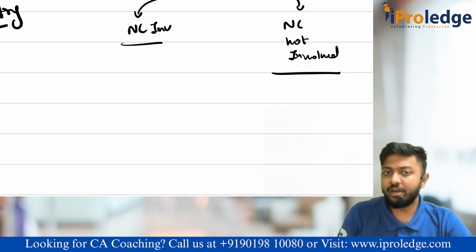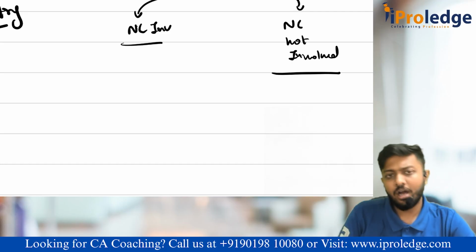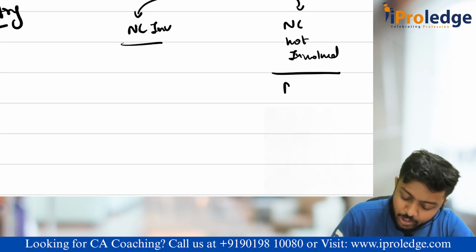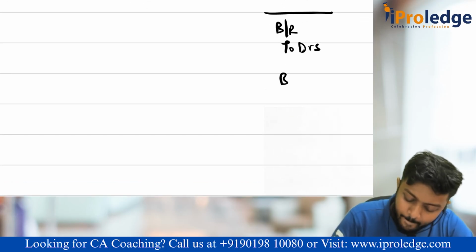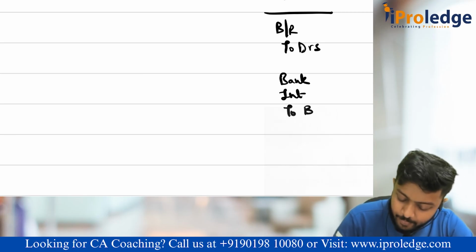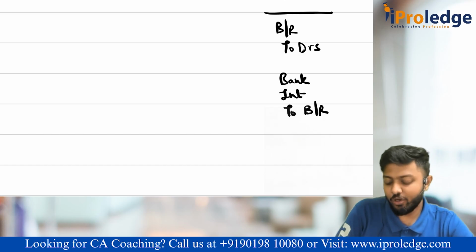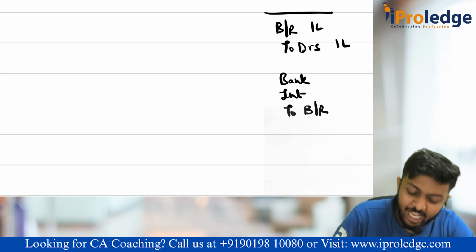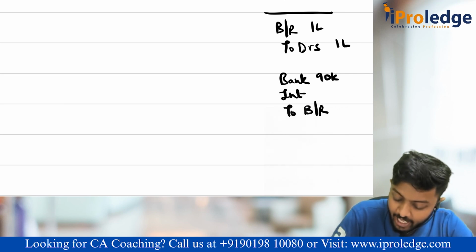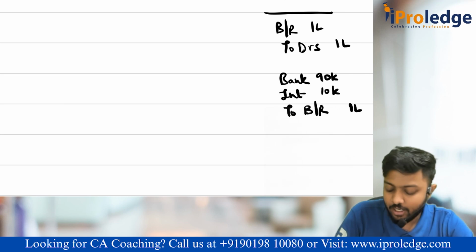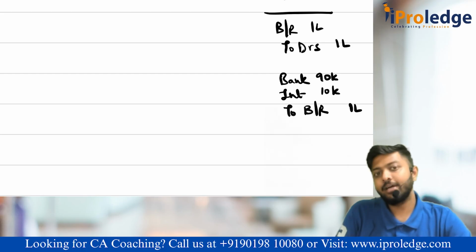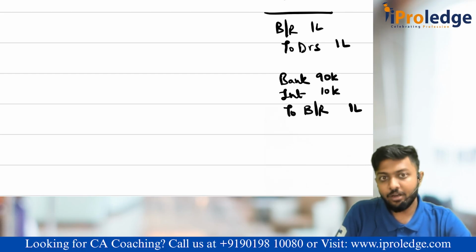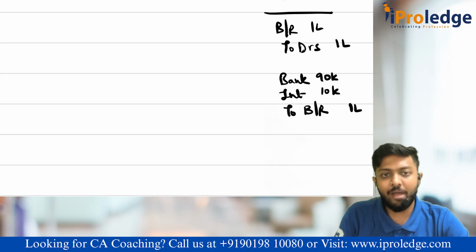Till now, what all entries have been passed? First, the entry you passed was BR to debtors. Second, whenever you got it discounted, bank and interest to BR. Same entries I'm writing. The amount was 1 lakh. When I got it discounted, it was 90k, 10k was interest, total BR of 1 lakh gone. These are the entries you have passed. Suddenly the drawee dishonored. Now who is supposed to pay the bank?